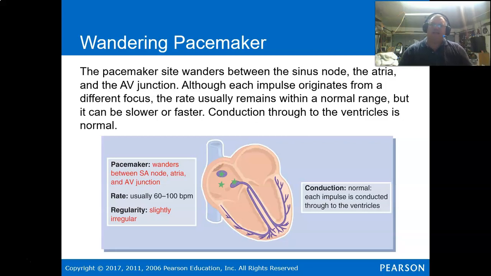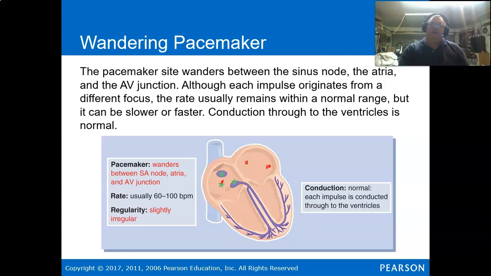The pacemaker wanders between the sinus node, the atria, and the AV junction, okay? So there's some little spot in here, whether it be this little spot right here, and it gets really tricky when you have multiple spots. You might have a spot over here that's firing off, or a spot over here that's firing off. Again, each impulse originates from a different focus. That's what the problem is.